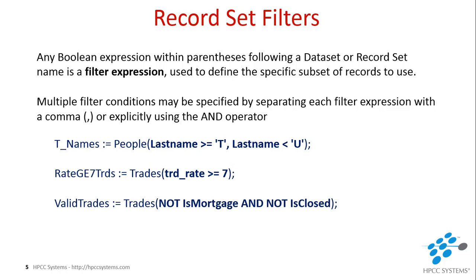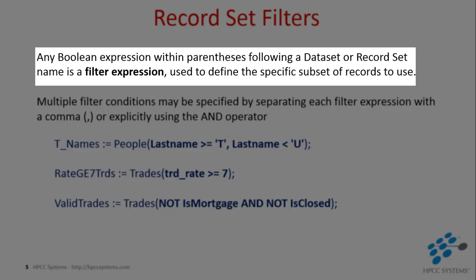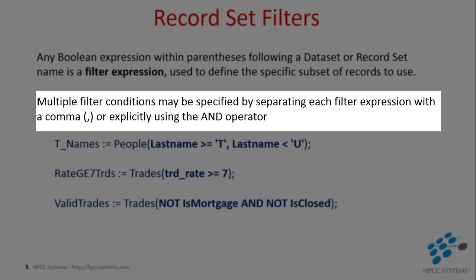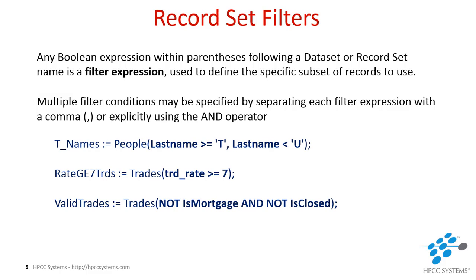Continuing with the filter concept, any Boolean expression within parentheses following a dataset or record set name is a filter expression and is used to define the specific subset of records to use. Multiple filter conditions may be specified by separating each filter expression with a comma or explicitly using the AND operator. So here are 3 filter examples. In the first one we have a multiple filter condition looking for last names greater than or equal to the letter T, and, again the comma substituted for the word and, last names less than the character U.